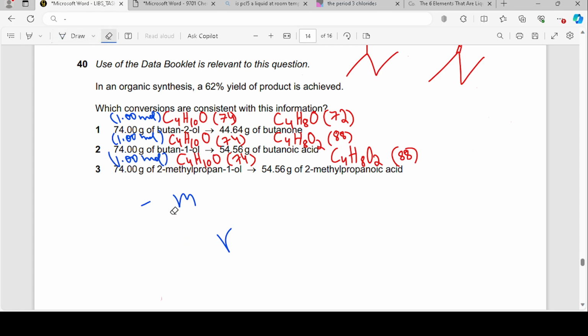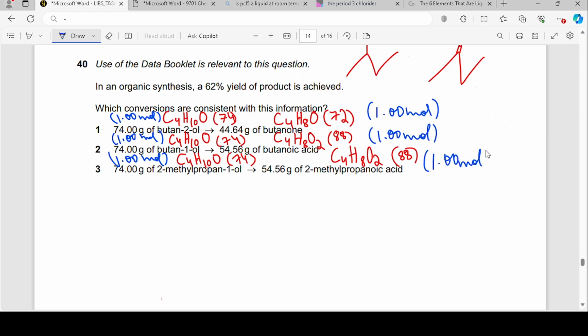That's very convenient numbers. Okay, now what I want to do is that I know it's a 62% yield of the product. So what I will do is I will find what my predicted. So all of these reactions have a 1:1 molar ratio. Butan-2-ol to butanone, butan-1-ol to butanoic acid, 2-methylpropan-1-ol to 2-methylpropanoic acid is all a 1:1 ratio. So therefore, if I have 1 mole of the reactants, then I'm going to have 1.00 moles of butanone, 1.00 moles of butanoic acid. I don't know if my number of significant figures is justified, maybe it should be 4, but anyways, whatever. 1.00 moles of 2-methylpropanoic acid. That's a good thing about MCQs. You don't need to worry about significant figures that much. But anyways, that's what we get.